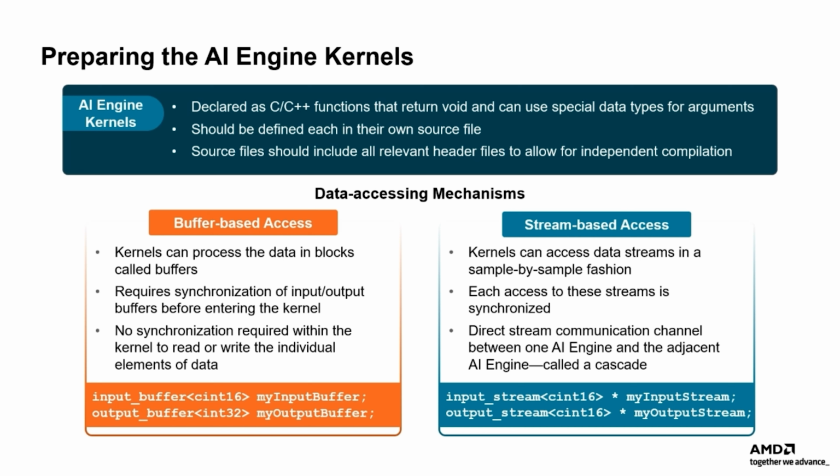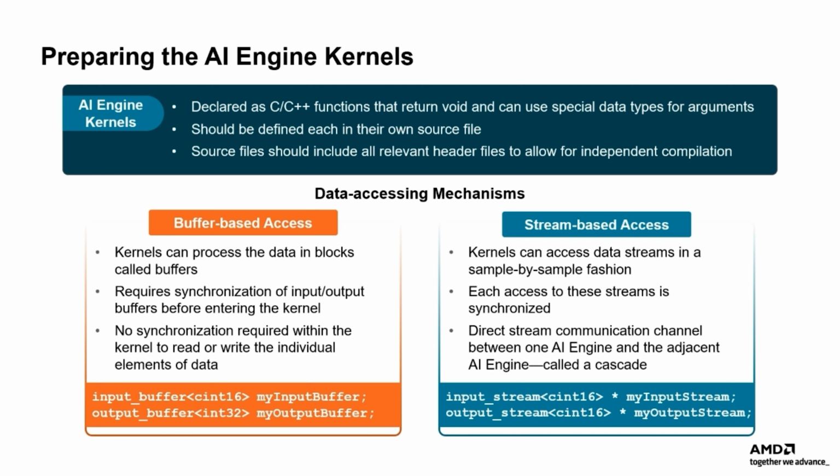This, in general, is required for certain algorithms such as filters. This overlap is referred to as buffer margin. For stream-based access, kernels can access data streams in a sample-by-sample fashion using data access APIs. With the stream-based access model, kernels receive an input stream or an output stream of type data as an argument. Each access to these streams is synchronized.